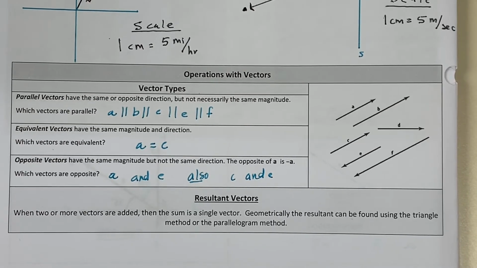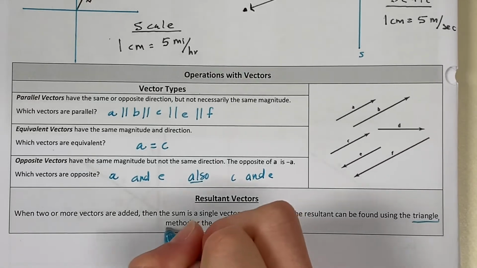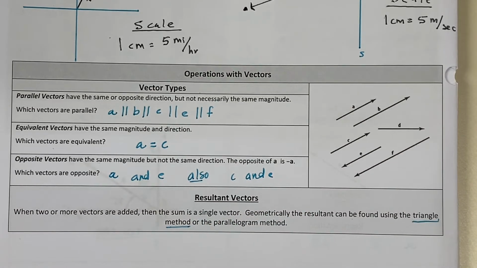Okay, and we're going to wrap up example 2 with resultant vectors. So when 2 or more vectors are added, the sum is a single vector. Geometrically, the resultant can be found using the triangle method or the pyramid method. I typically prefer to use the triangle method, which is called the tip to tail.